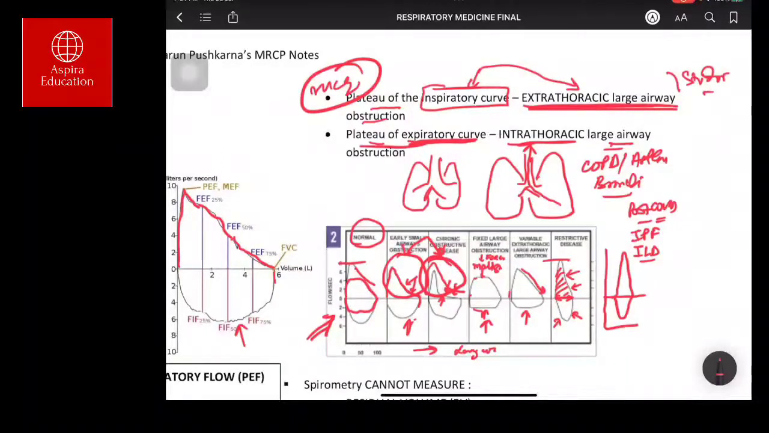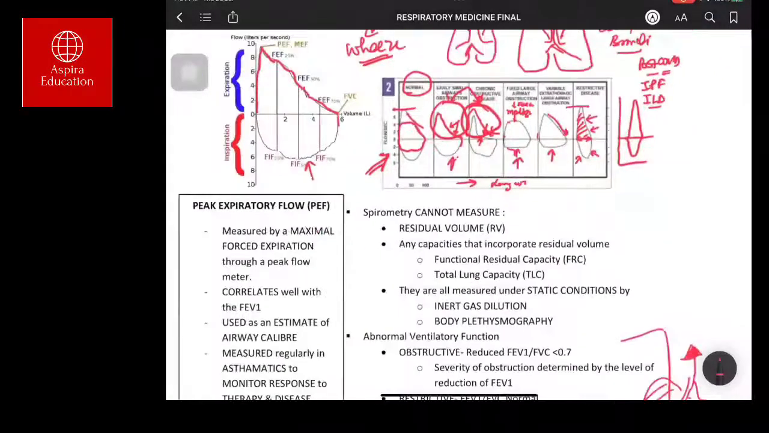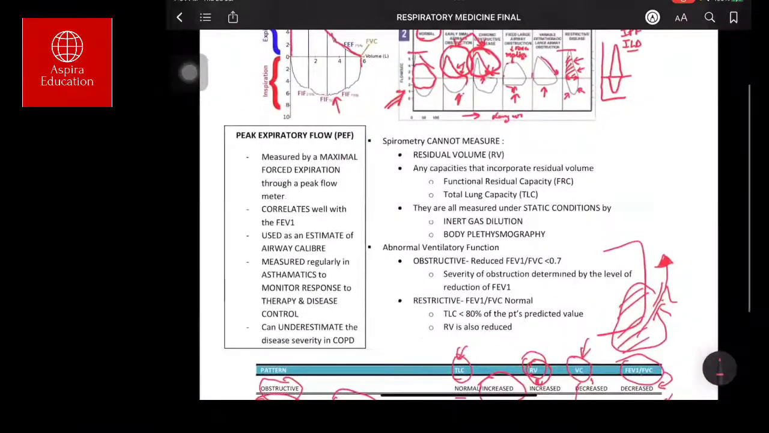Plateau of expiratory. Now these plateaus make sound. Plateau of inspiratory curve creates stridor. Plateau of expiratory curve creates wheeze, and we all know wheeze is an expiratory sound, and stridor is an inspiratory sound.